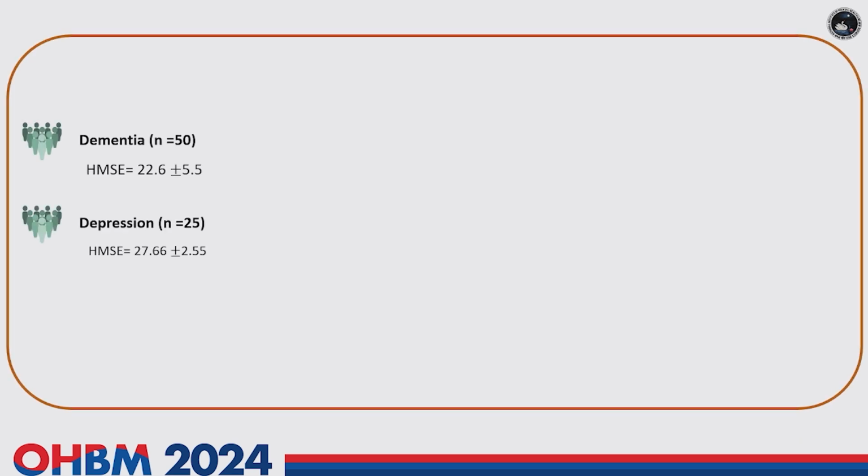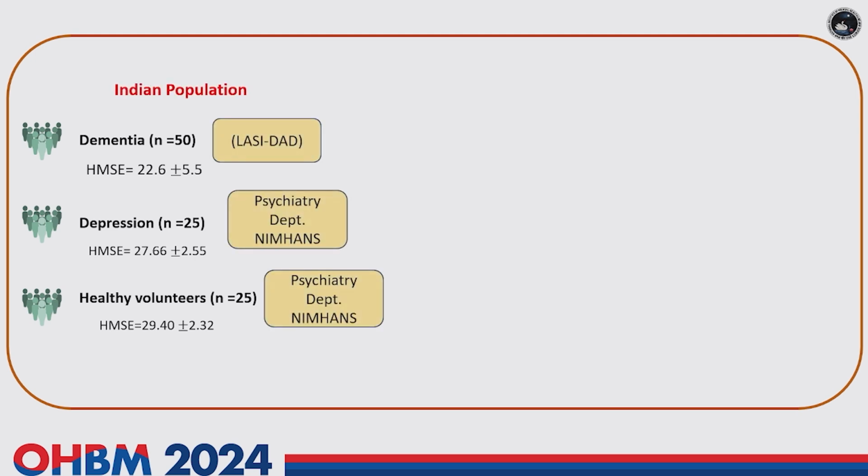So let's now talk about the sample distributions. We took 50 T1 weighted dementia scans from the LASI data set. Depression we took 25, and healthy we took 25, both from an ongoing psychiatric study that is going on in NIMHANS.